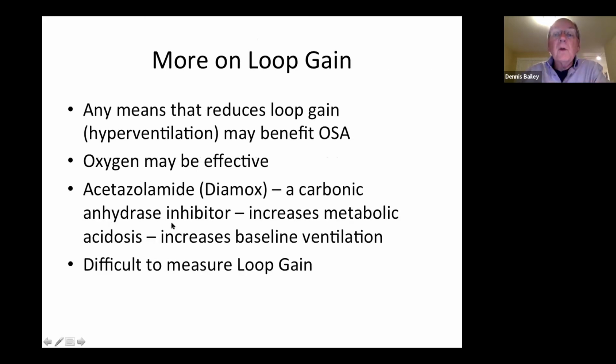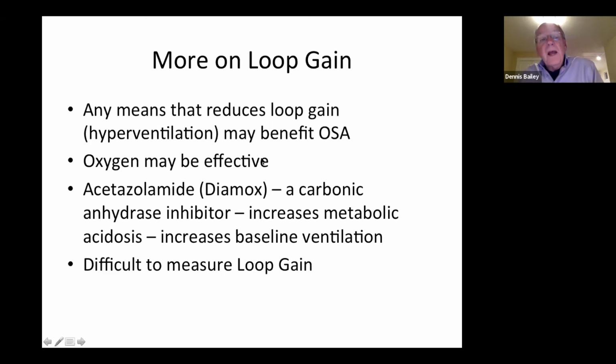So I want to give you a little more on loop gain, and I hope this isn't boring you, but this is a very important concept, and it's one that is in all of the literature. Every article I read dealing with the endotyping and phenotyping of these patients refers back to loop gain and this hyperventilation. Again, no ventilatory drive. It's a lessened ventilatory drive. Oxygen may be effective.